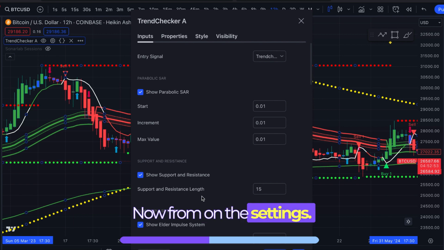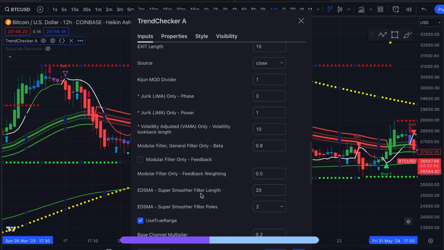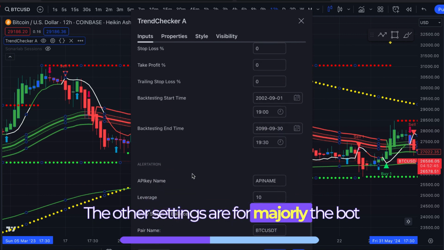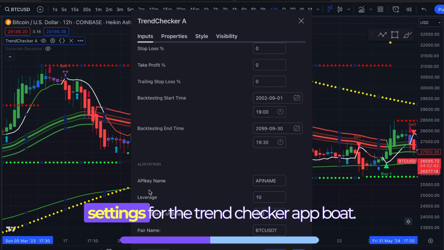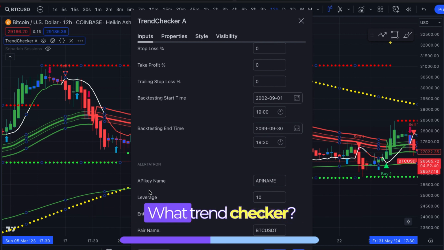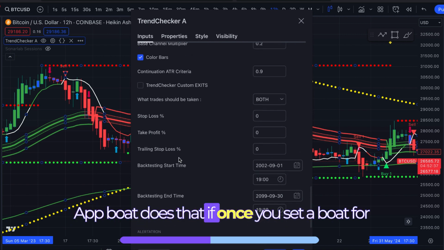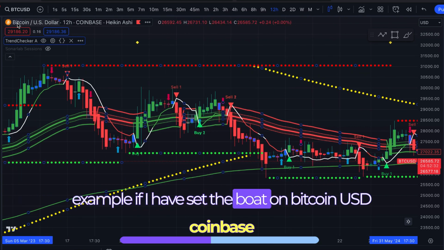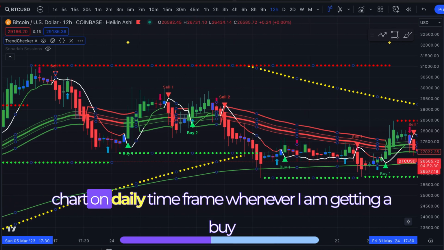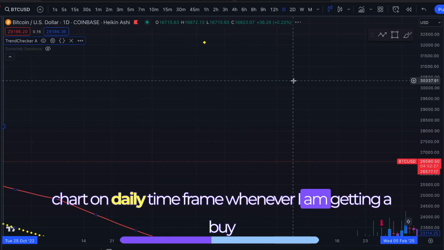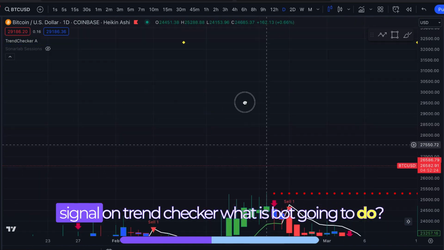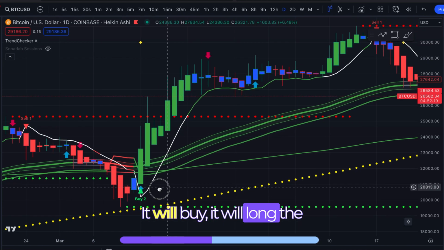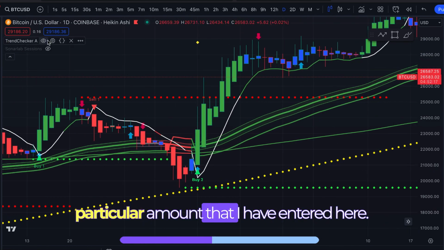Now on the settings, the other settings are majorly the bot settings. For the Trendchecker A bot, what Trendchecker A bot does, that once you set a bot, for example, if I have set the bot on Bitcoin USD Coinbase chart on daily time frame. Whenever I am getting a buy signal on trend checker, what is bot gonna do? It will buy, it will long the particular amount that I have entered here.